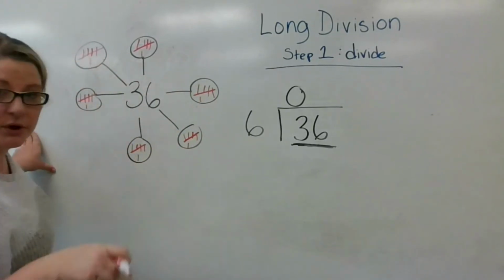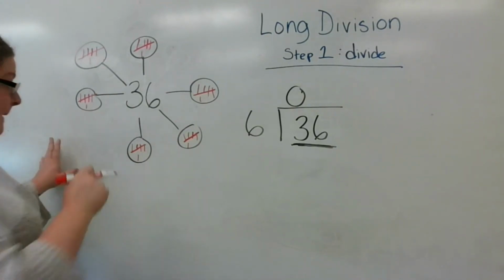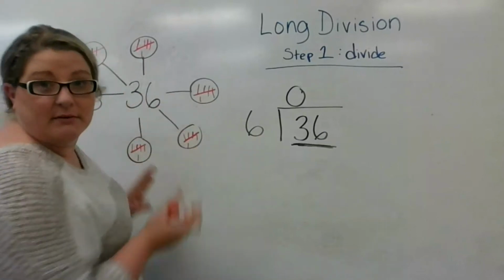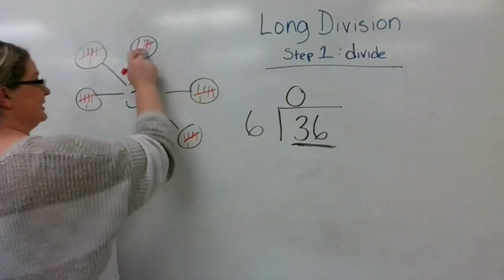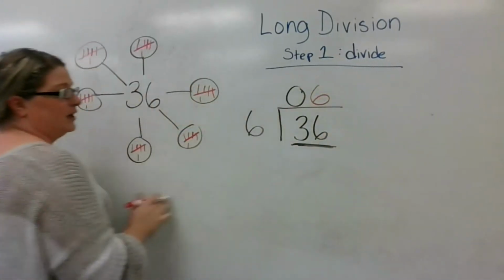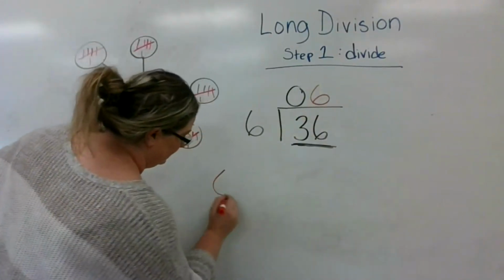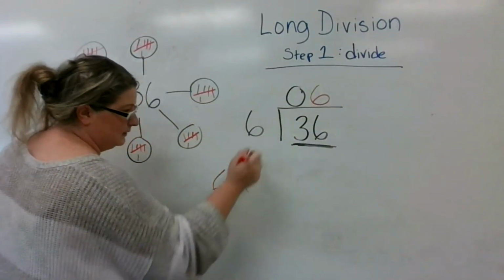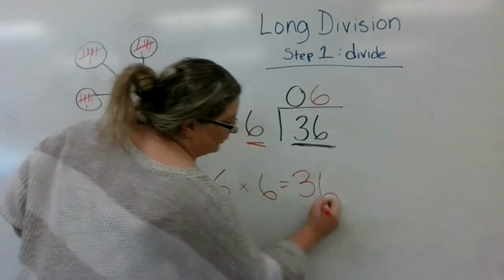Do I have equal groups? I do. I have 6 in each group. So they're all equal. I don't have anything left over, so I'm going to take my 6 because I was able to make 6 in each group of 6. That's what I'm going to put. And I can check my work by saying the answer times 6, and it does indeed equal 36.